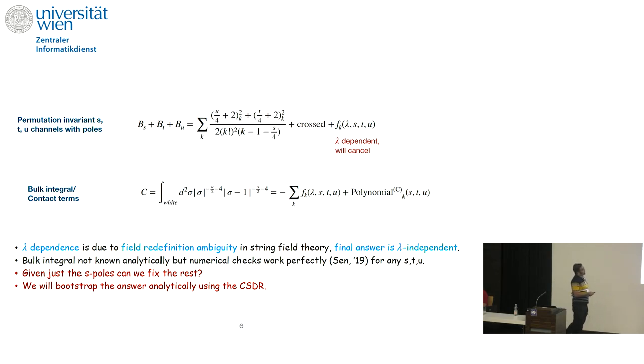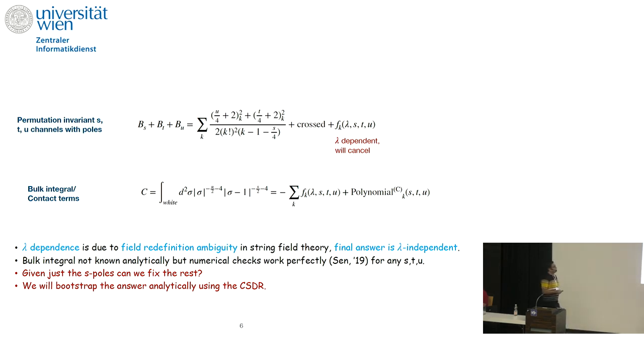So what must happen is that this lambda dependence from the bulk contact integral should cancel off, and you can be left over with an entire function piece, which I'll refer to as a polynomial. So the interpretation of this lambda dependence in the choice of coordinates is that this arises due to the field definition ambiguity that you have in any field theory, in any string field theory. But the final answer is lambda independent.